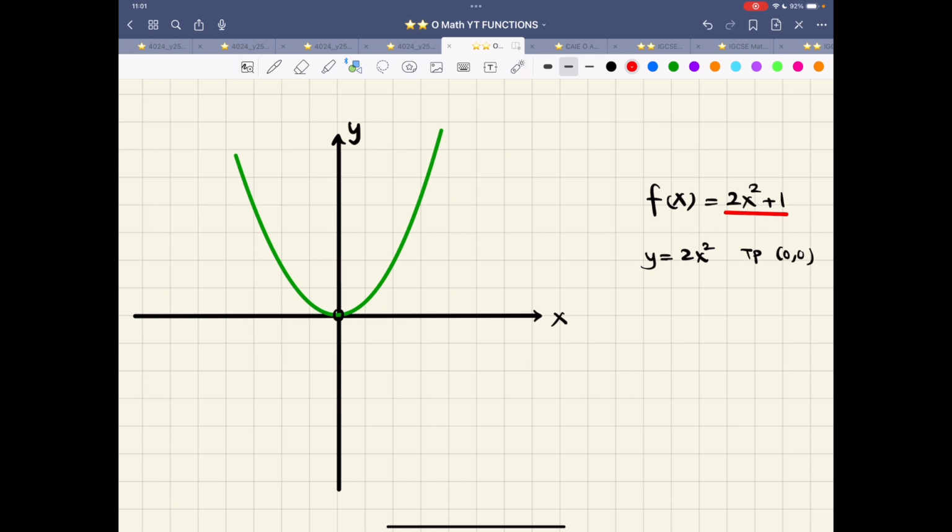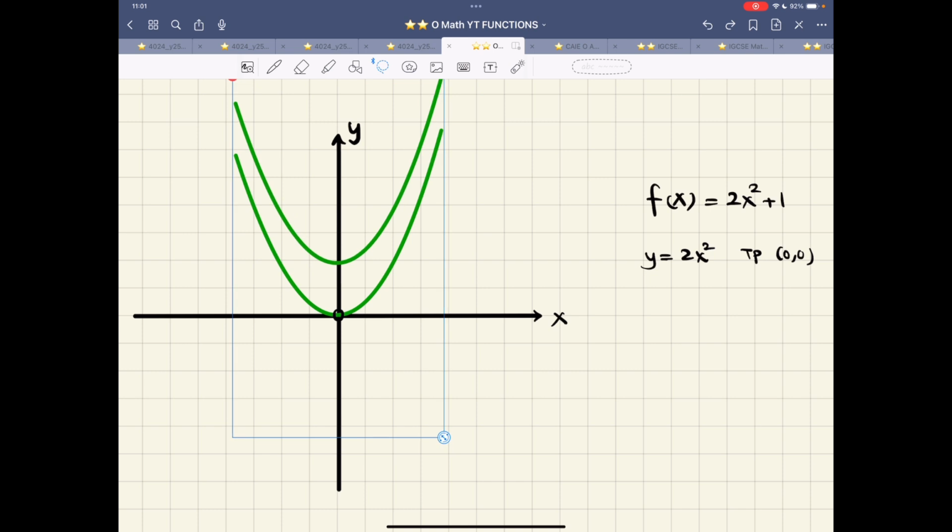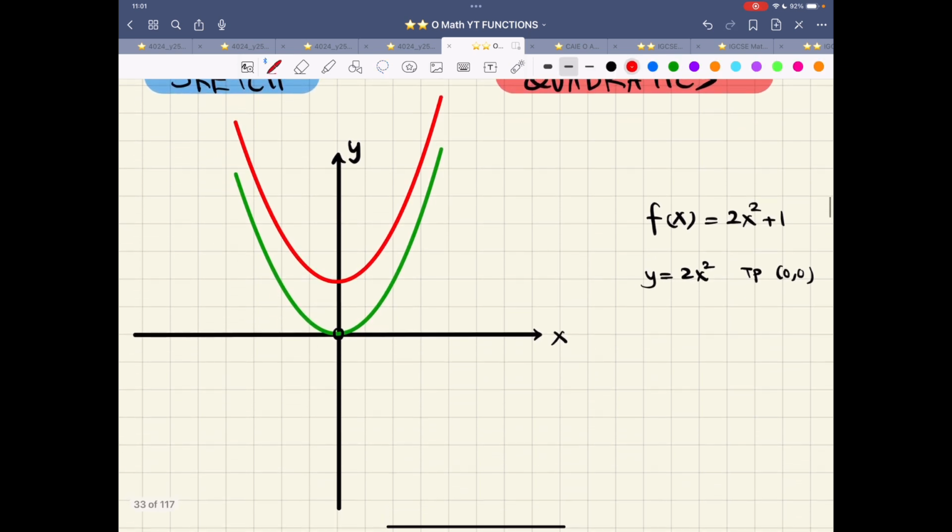So now if I want to draw this, I should take the same thing, copy it, and then paste it over here, 1 unit up. It's a good idea to change the color to red. So that is f(x) equals 2x squared plus 1. And let me make it thinner because the marker is too thick. So there it is.